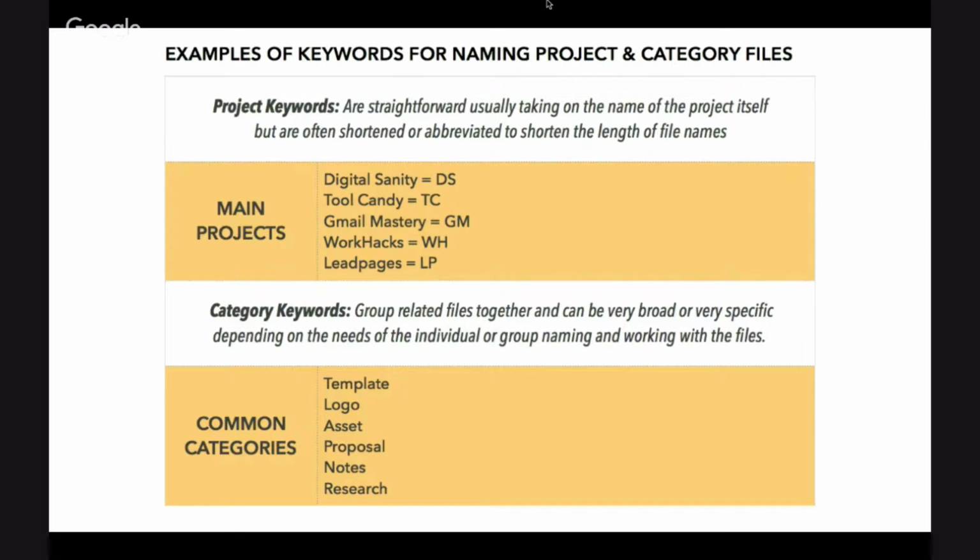And for main projects, just coming up with a very simple, short two-letter or three-letter acronym is the best way to do it. Because if I wrote out Digital Sanity as one word, I'd have to remember, did I put a space in between it or not? Did I put a dash? Did I put an underscore? And then also it creates a really long file name, which, as you probably know, is a pain when you're looking for things, when you're trying to read the file name and you have to right-click on it or expand the column in order to see the whole file name. So we want to keep it short. So we're coming up with very short project keywords.